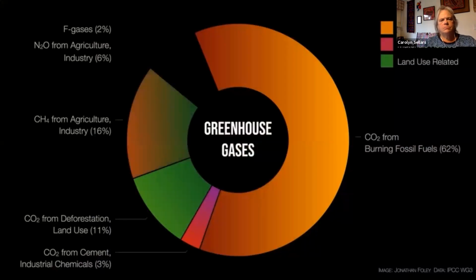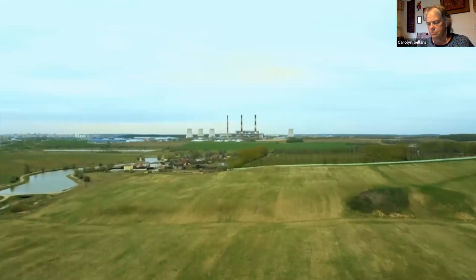Then we have our next greenhouse gas, methane. Methane is produced by a whole bunch of different things, but the two big sources are agriculture and industry.